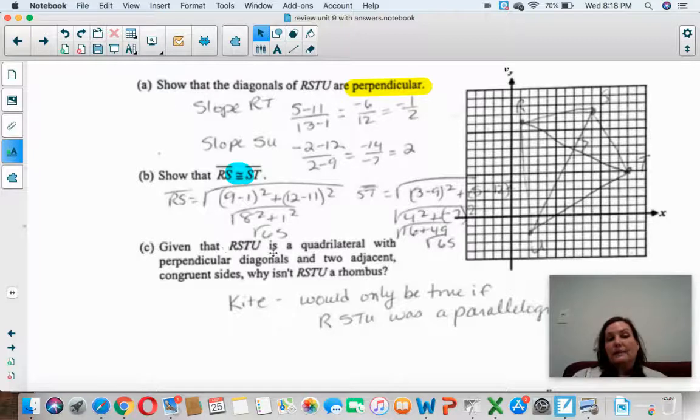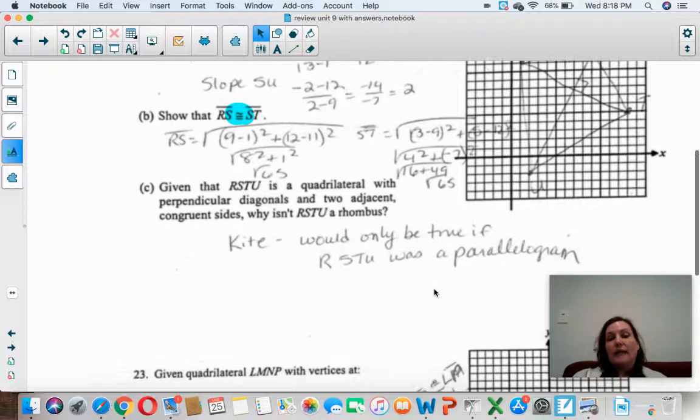So part C is saying, given that it's a quadrilateral and the diagonals are perpendicular, you immediately start thinking, hey, maybe it's a rhombus. And the two sides that are next to each other are congruent, and they want to know why isn't it a rhombus? Because if you look at the picture here, it definitely doesn't look like a rhombus. Well, it turns out that kites also have diagonals that are perpendicular, and they have two sides next to each other that are congruent. So this is not a rhombus, it is a kite.